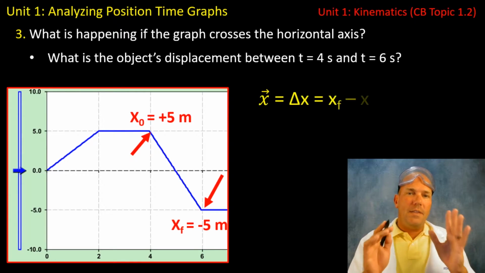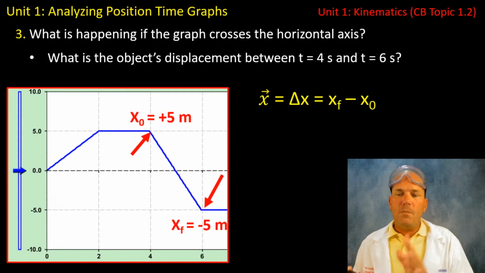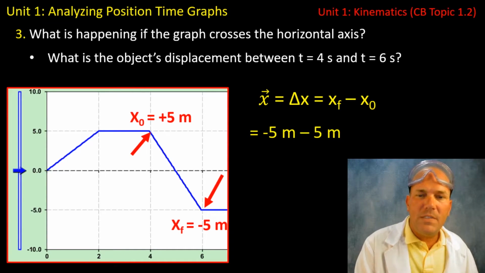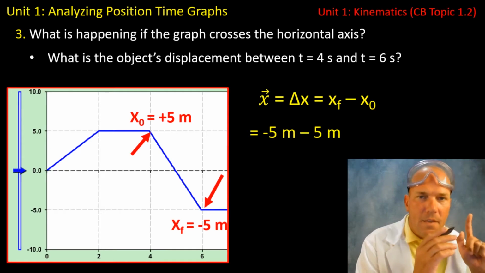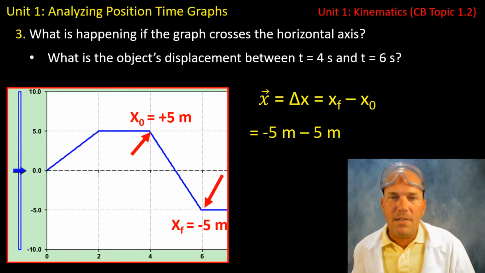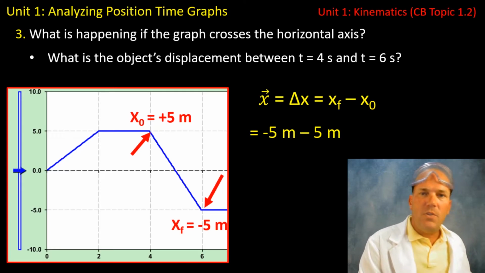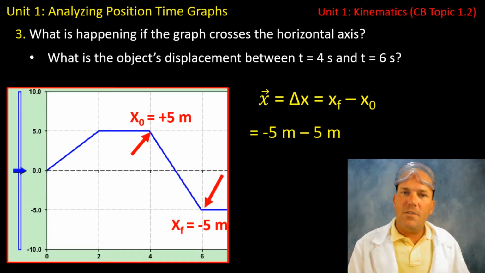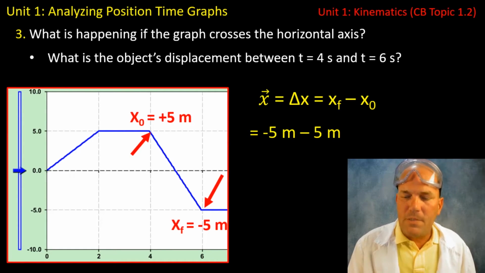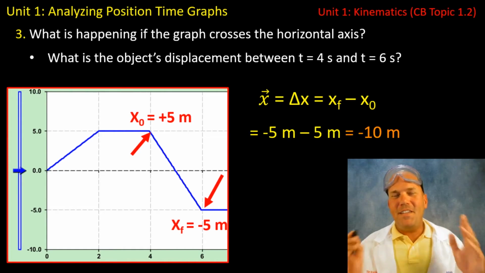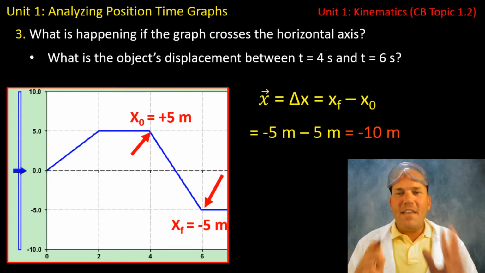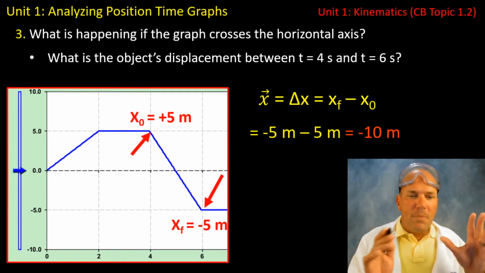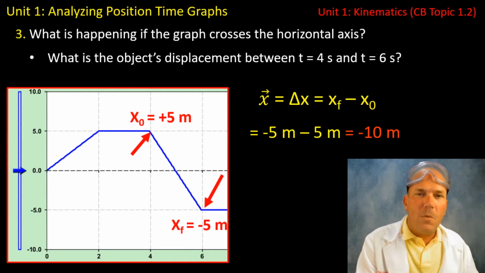If we were to look at the change in position for the moving man and quantifying it, paying attention to the signage, the final position is minus 5 meters. The initial position was positive 5 meters, and we're subtracting the initial position from the final position, which is going to give us a displacement of negative 10 meters or 10 meters to the left between time 4 seconds and 6 seconds.